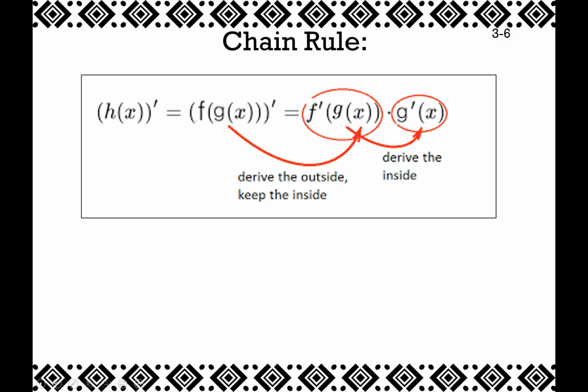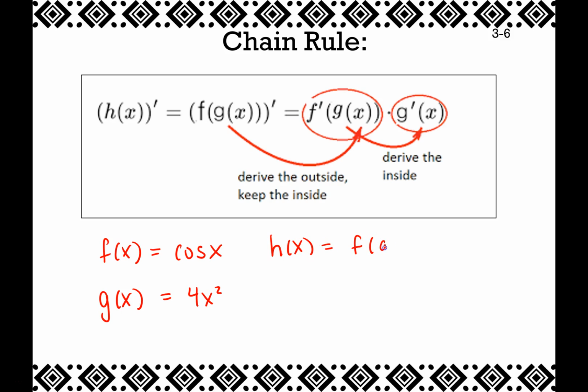Well, let me give you an example of f of x and g of x. Let's let f of x equal cosine of x, and let's let g of x equal 4x squared. So let's let h of x, a new function, be equal to f of g of x. We certainly covered this in pre-calc. So what is f of g of x?